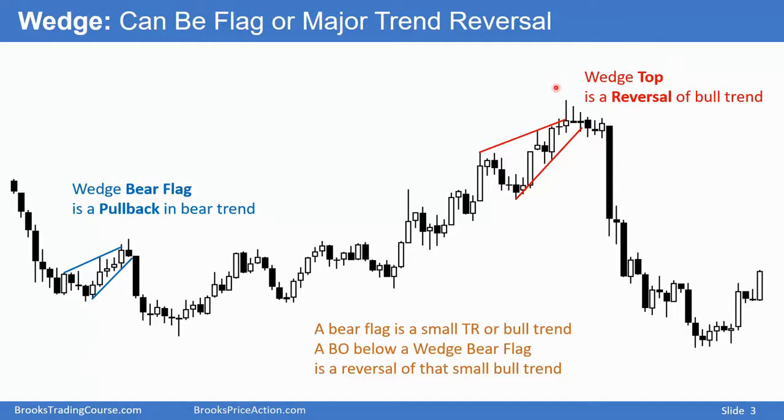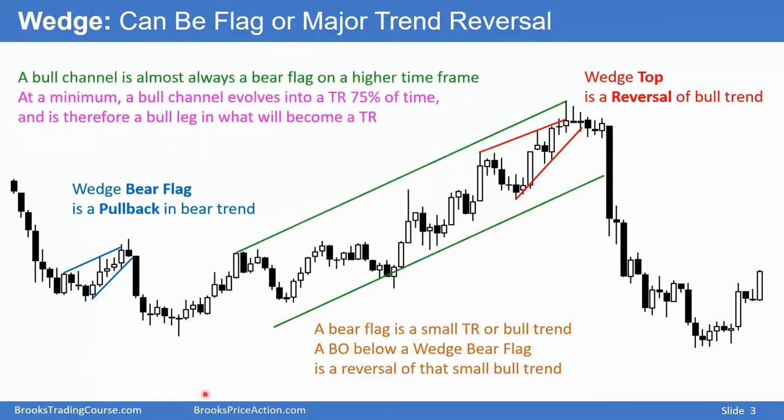So a wedge top is a wedge reversal. A wedge bear flag is a pullback. Every bull channel is almost always a bear flag on a higher time frame chart. And in a bull channel, there's a 75% chance you'll get a bear breakout, either by going down or by going sideways. And then the market evolves into a trading range. And therefore, a bull channel is ultimately a bull leg in what will become a trading range.